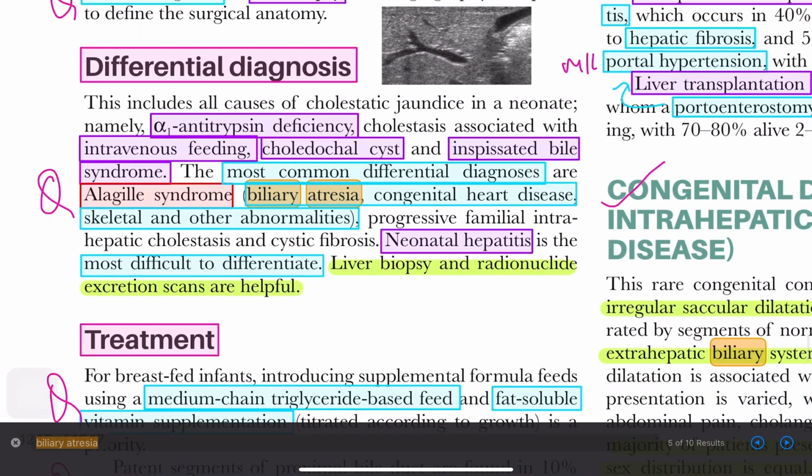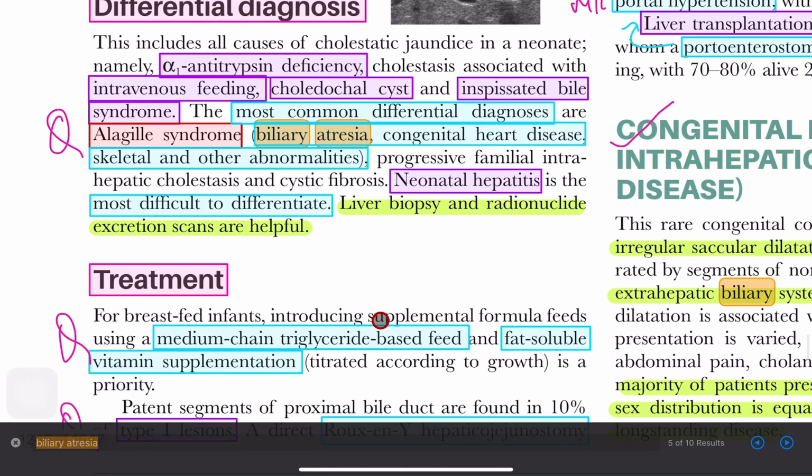Differential diagnosis includes alpha-1 antitrypsin deficiency, intravenous feeding, choledochal cyst, and inspissated bile syndrome. The most common differential diagnosis is Alagille syndrome, which includes biliary atresia, congenital heart disease, and skeletal abnormalities. You may be asked which disease Alagille syndrome is associated with: it is associated with biliary atresia. So it is the most important differential diagnosis. Neonatal hepatitis is the most difficult to differentiate.